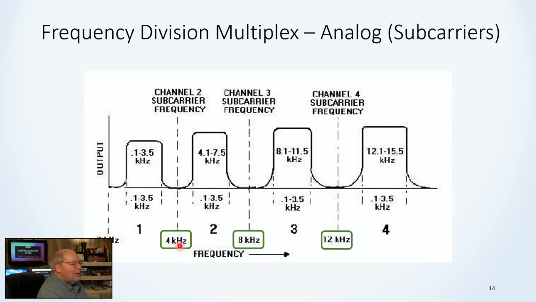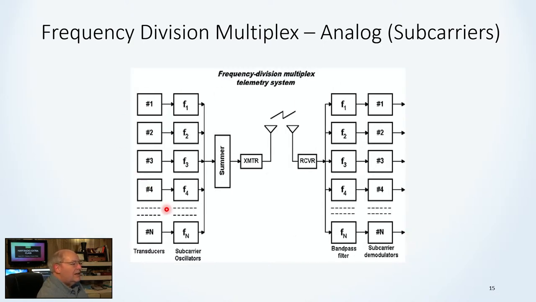Notice that those frequencies are above the 4 kilohertz, so this looks like upper sideband they're using. Then there's another one at 8 kilohertz. We've shifted another voice channel. Now we've got three people talking at once, up to 8.1 to 11.5, and so forth on up the band. So all of this combined, you sum all of those signals together, apply them to the transmitter, send them out, and then decode them on the other side. So that's an example of frequency division multiplex where we're using subcarriers to shift those individual conversations.